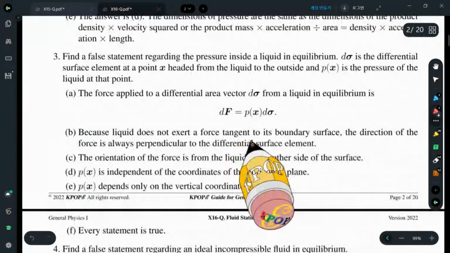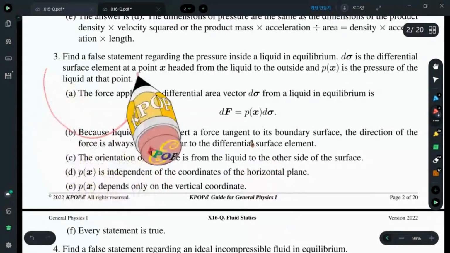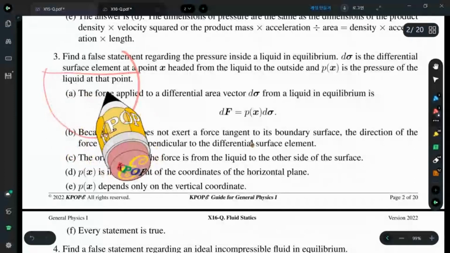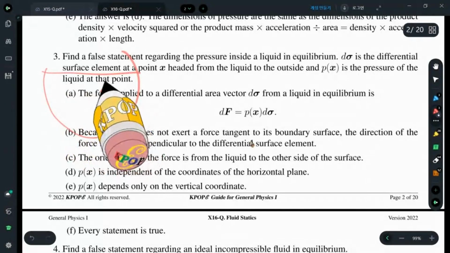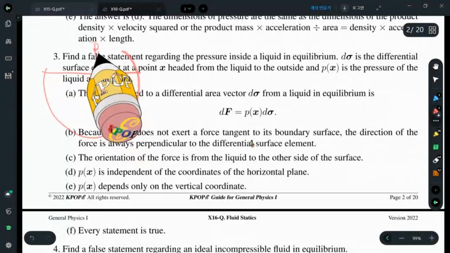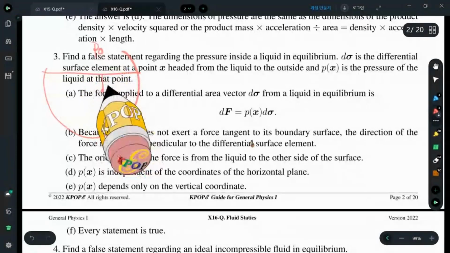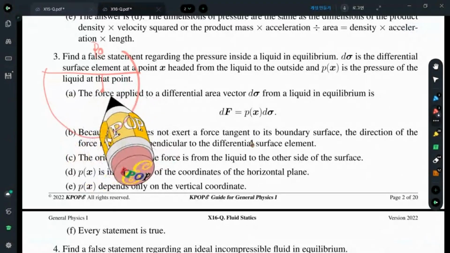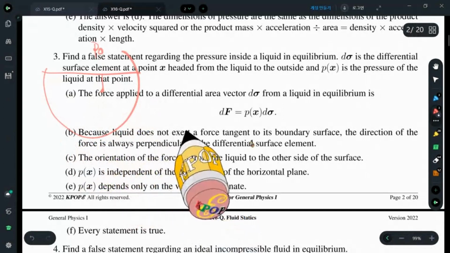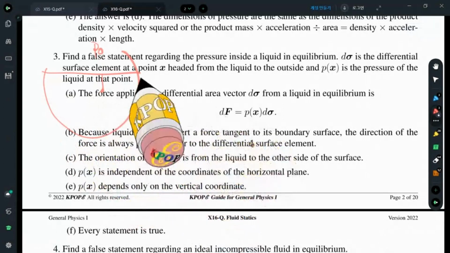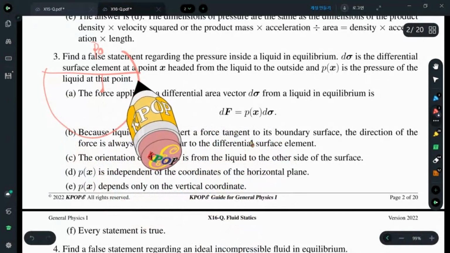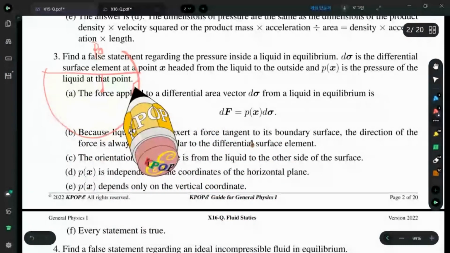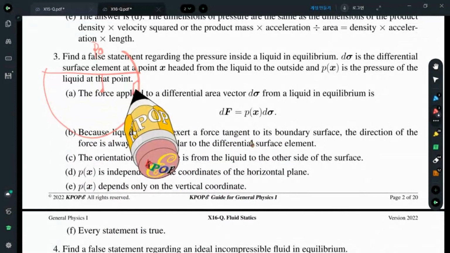Number 3, find the false statement regarding the pressure inside the liquid in equilibrium. Pressure in a liquid is determined by atmospheric pressure outside and the depth of the liquid. But detailed expressions will be found later. And let us consider the pressure on the boundary. The pressure inside the liquid has no direction.